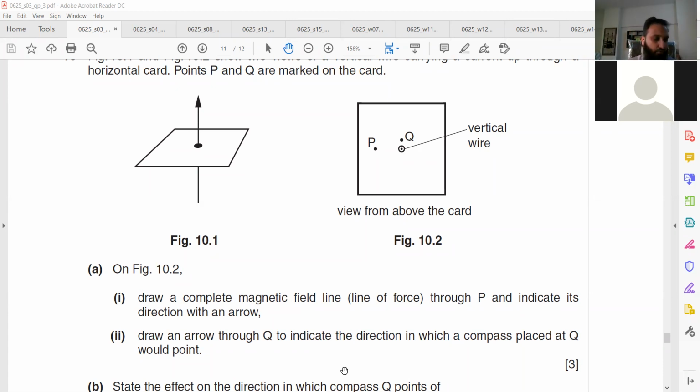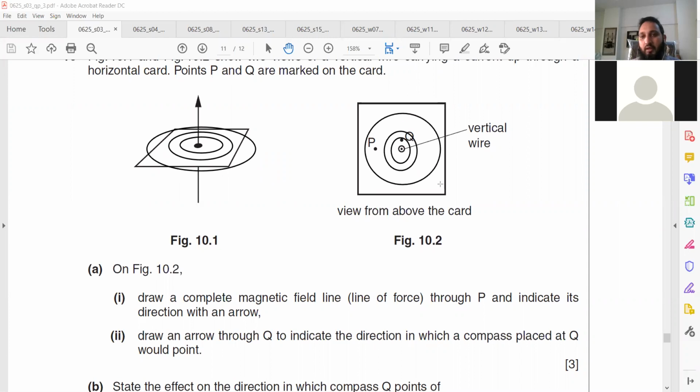So for figure 10.2, you have to use the right hand grip rule. According to the right hand grip rule, your thumb will point in the direction of current. For figure 10.1, the thumb will point up and the fingers will turn around it. So this will be the magnetic field pattern. But we don't have to draw for one, we have to draw for two. When we draw for the second one, the first two field lines should be closer and the third one will be away.